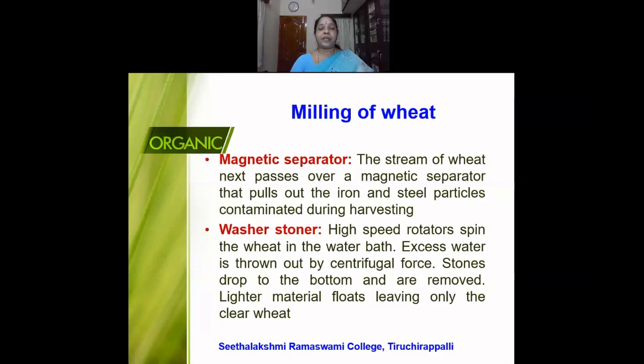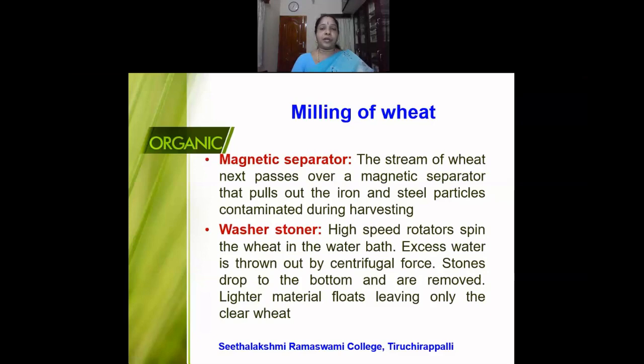So what is the purpose of this machine? This machine will help in the removal of stones that are present along with the wheat grains. And because water is present, when the wheat enters the water bath, those that are lighter than the wheat will float on the surface. Those impurities that float on the surface are not sound kernels and they can be removed. At the same time, the stones that are present will go to the bottom because it is rotating.